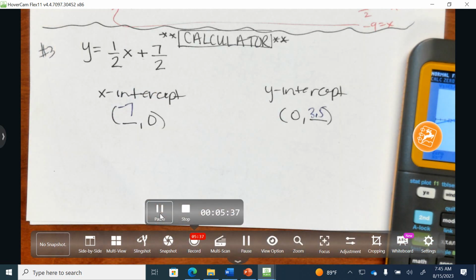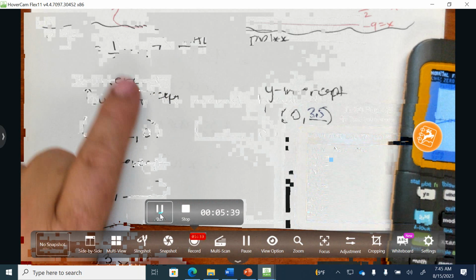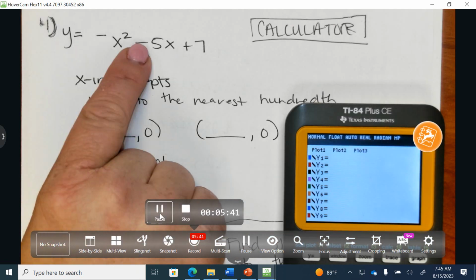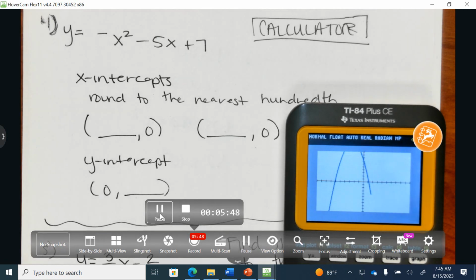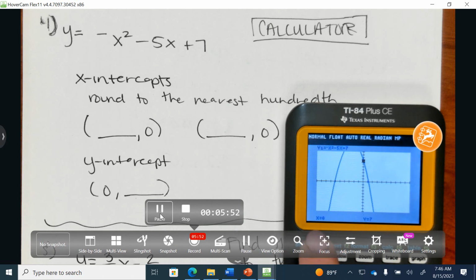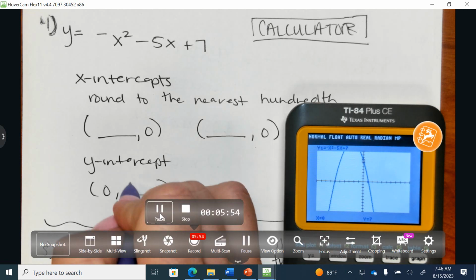Please flip over. Right on the back side, number 4, I'm going to type this in. Remember, this is a negative and this is subtraction. So -x squared, subtract 5x plus 7. I'm graphing it. The very first time I hit trace, I will see I have a y-intercept of 7.